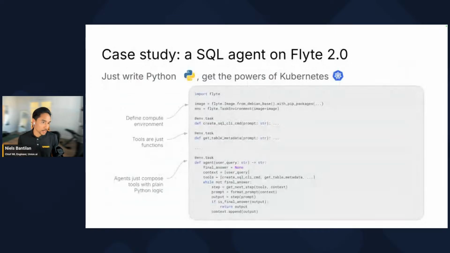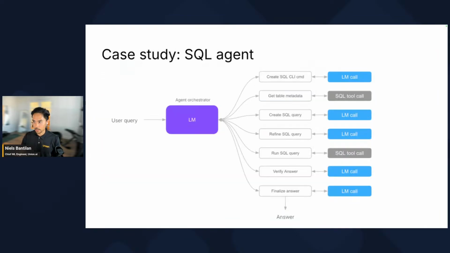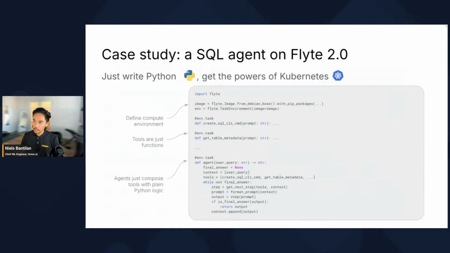So continuing on this case study, just to give you a sense of what this initial agent that I showed you, this one right here, where you have an agent orchestrator that's making a bunch of tool calls. It looks like this in Flight, right?